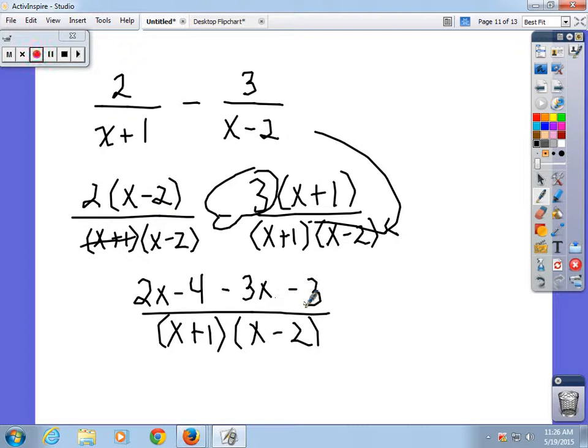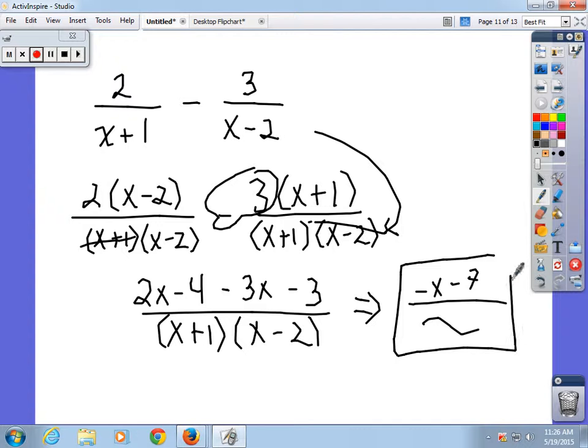and it changes this 1 to a what? Negative 3. And 2x minus 3x is negative 1x or negative x. And negative 4 minus 3 is over, I'm just going to write a squiggle over the common denominator. You can factor out a negative 1 and get negative 1 times x plus 7.